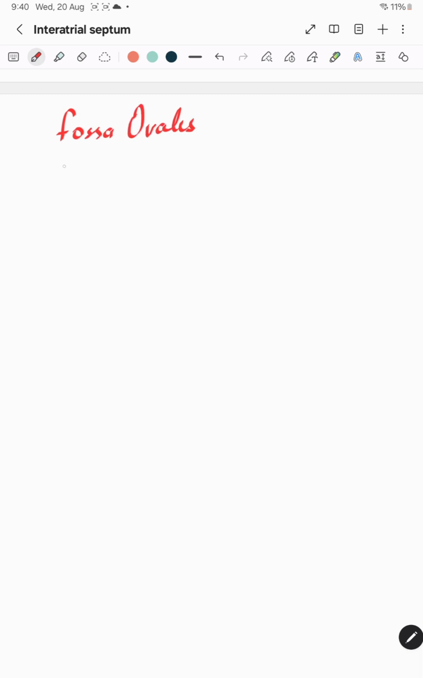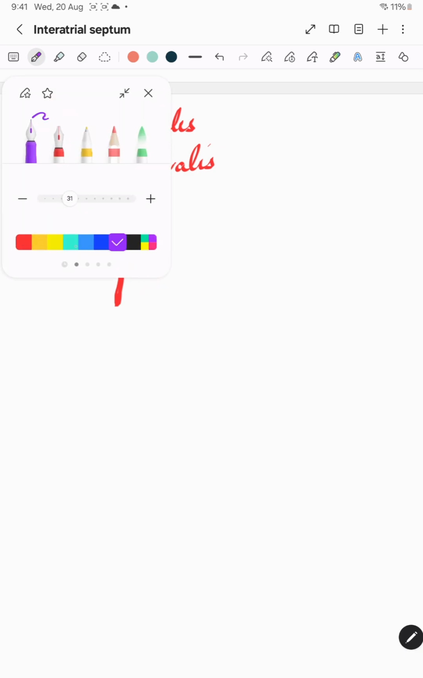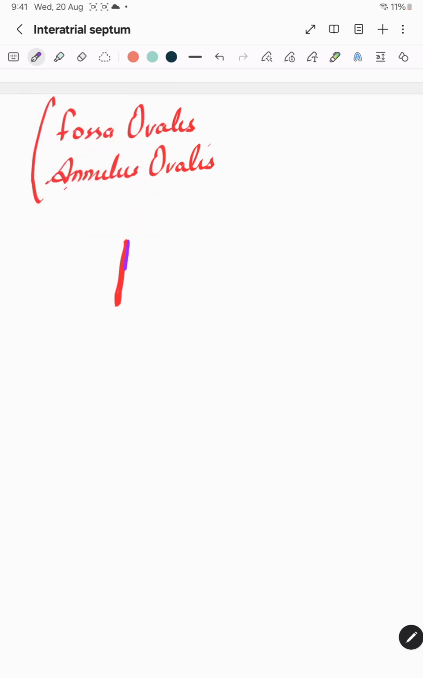Okay, so there are two terms. One is fossa ovalis and one is annulus ovalis. So what are these terms? Suppose this is septum secundum and this is septum primum. Red one is septum secundum and purple one is septum primum. So the lower edge will be the annulus ovalis.